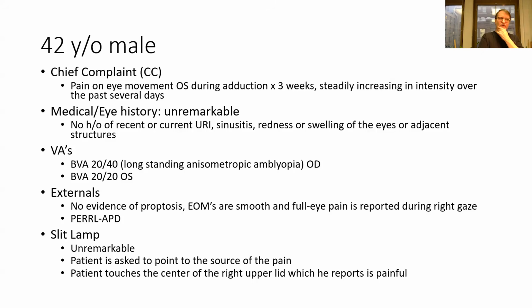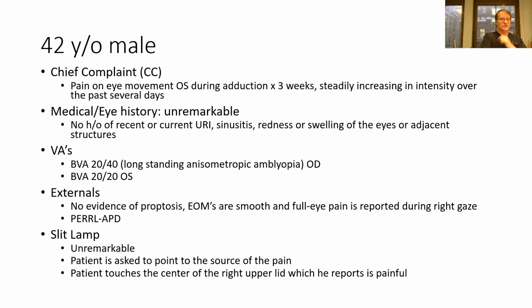There's no history of recurrent or current upper respiratory infection or sinusitis, no redness or swelling of the eyes or adjacent structures. His eyes look quiet. His acuity is 20/40 in the right eye, but that's long-standing anisometropic amblyopia. His left eye is 20/20. Externals show no evidence of proptosis. His extraocular muscle movement is smooth and full, but during testing of the extraocular muscles, he reports eye pain when he looks to the right. His pupils are normal. The slit lamp is unremarkable.